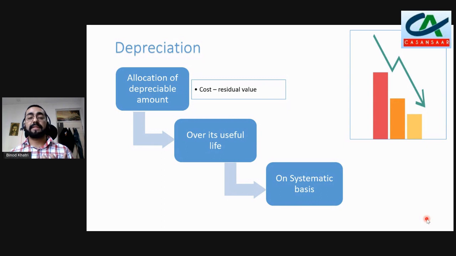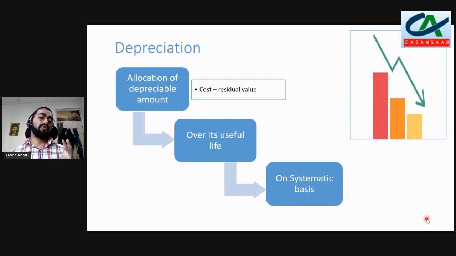So cost is the cost of asset that we have calculated in the earlier part, and residual value, we also call residual value a scrap value. We are expecting to receive it at the end of the useful life of the asset. For example, we have that AC in the example, and the cost of AC was 30,000, and after 5 years of using, we are expecting to receive, after selling that AC, 5,000, or we can say 10,000. Then that is a residual value or scrap value.